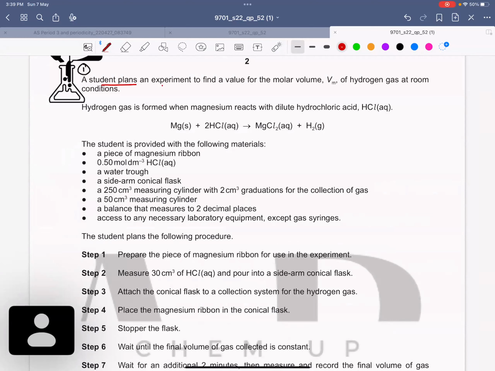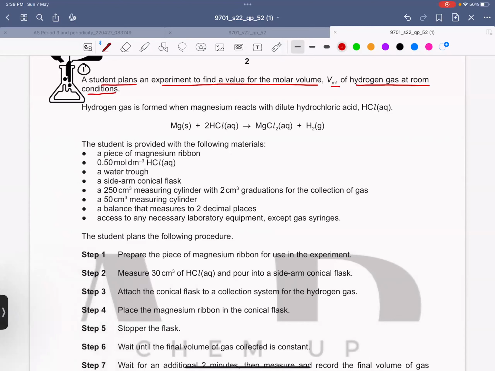A student plans an experiment to find a value of the molar volume Vm of hydrogen gas at room conditions. So we know that the molar volume of any gas is actually 24 dm cube, but this experiment is designed to find out whether we are getting exactly 24 decimeter cube or smaller or greater than that. Hydrogen gas is formed when magnesium reacts with dilute hydrochloric acid, and here they have provided you the chemical equation for this reaction. The student is provided with the following materials.